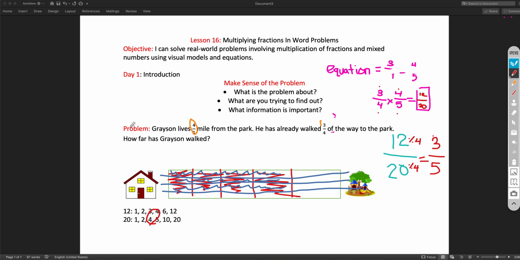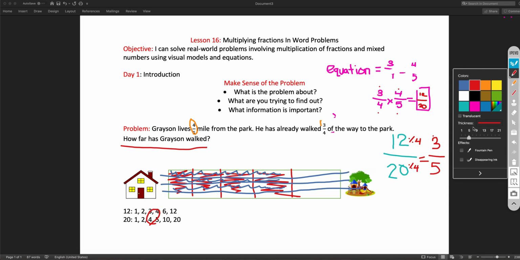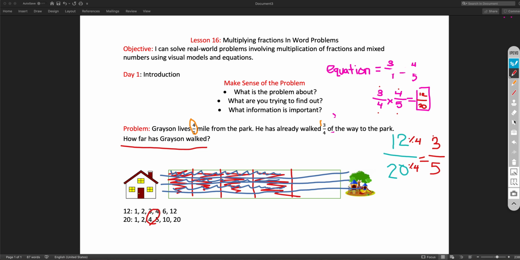So let's look at the question. How far has Grayson walked? Well, Grayson has walked 3/5 of the way. Grayson has walked 3/5 of the way.